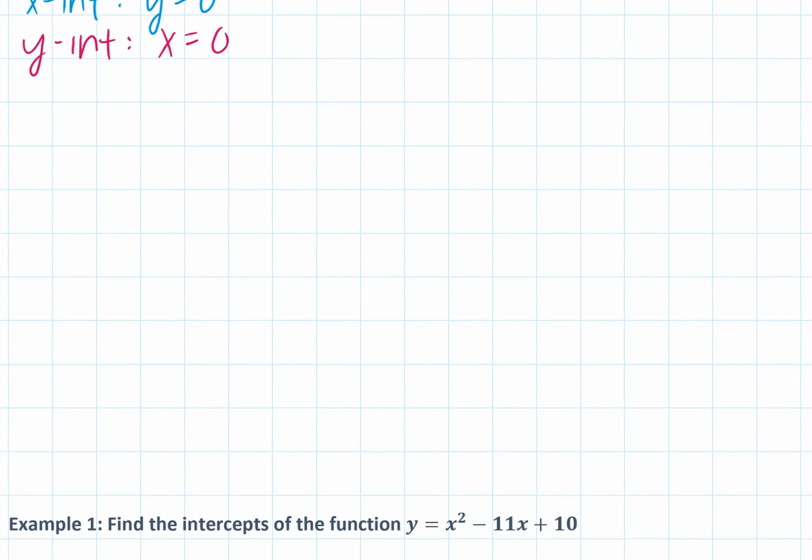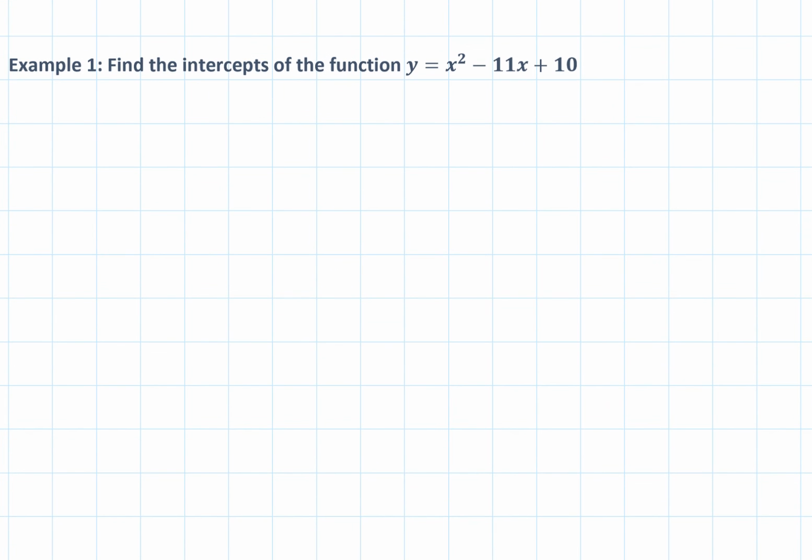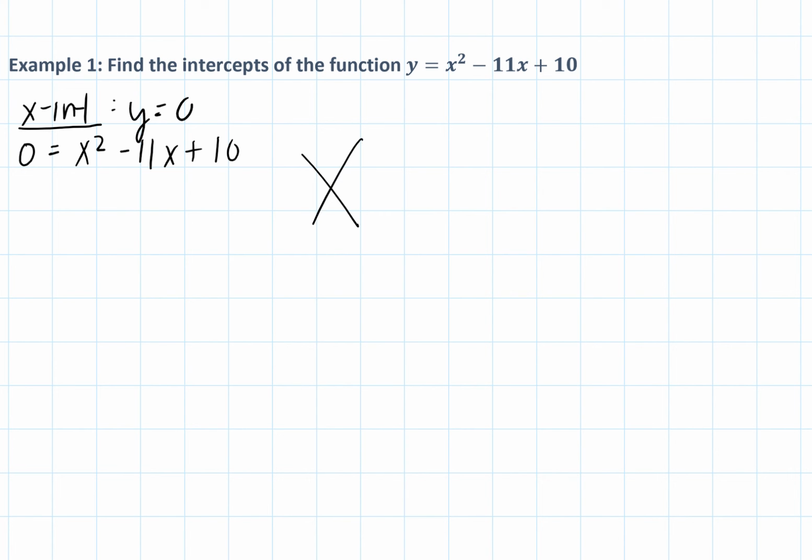So let's apply that idea to our first example. To find the intercepts of the function, first we'll find x-intercepts. And we know that x-intercepts always have the y value 0. So we'll start by substituting 0 for y. Now this is a quadratic equation that we've been solving for the full unit. So we can think of two numbers that multiply to 10, add up to -11. That would be -10 and -1.